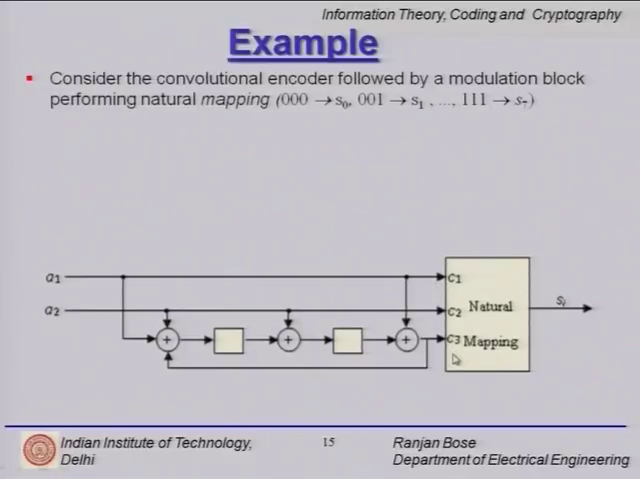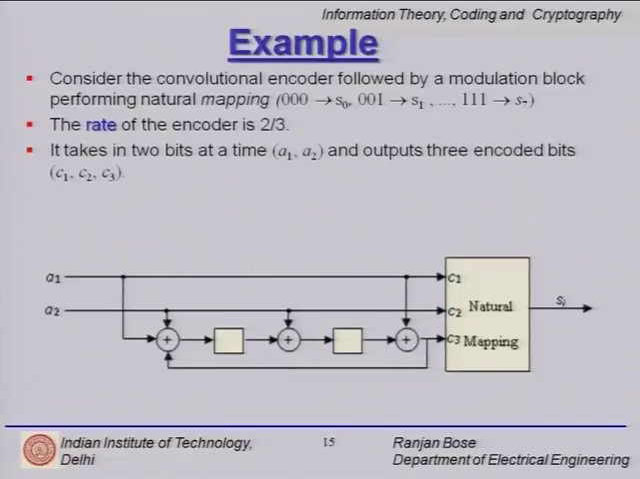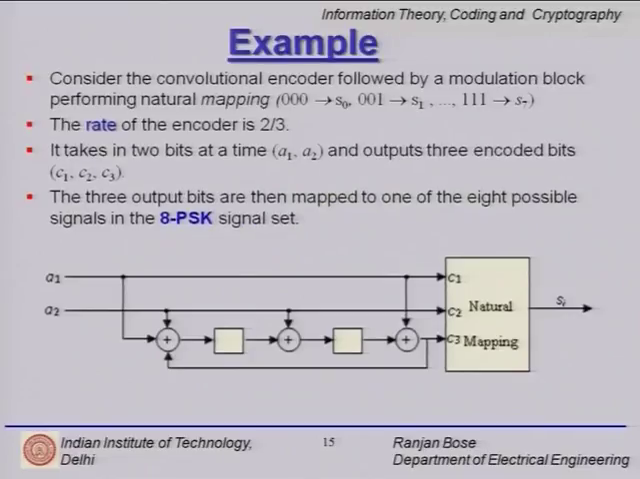But the moment I get these 3 bits, I use a natural mapping on 8 PSK and it gives me a symbol. So, if you look at the combined coding and modulation, 2 bits lead to 1 symbol. What is natural mapping? It is 000 is S0, 001 means transmit S1, these are the symbols. 010 transmit S2 up to 111 means transmit S7 symbol from the constellation diagram. The rate is clearly 2 by 3 and it takes in 2 bits and converts it into 3 bits and the constellation is 8 PSK.